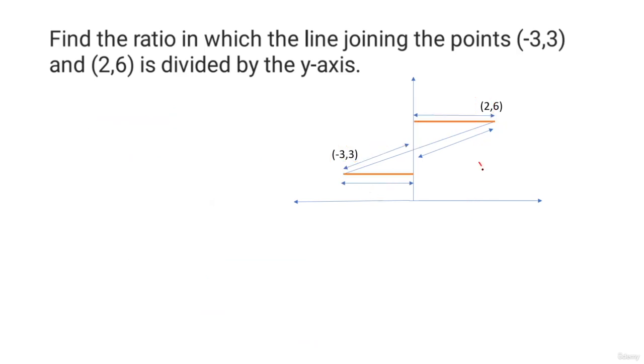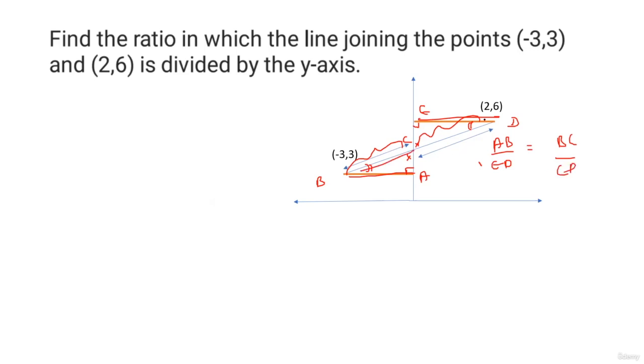See, guys, I have a line formed by (-3, 3) and (2, 6). When I join them, I want the ratio of these two. So I'll consider a triangle here: triangle ABC and triangle CDE. Triangles ABC and CDE are similar triangles. Why? These two angles are equal as they are parallel lines, these two are vertically opposite, and these two are 90. That means AB upon ED is equal to BC upon CD.